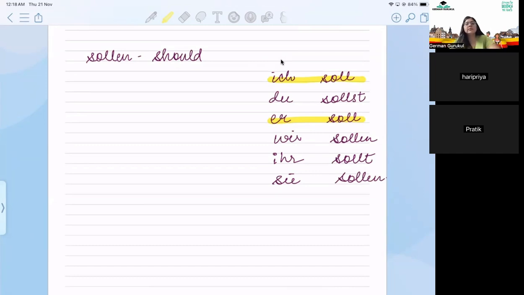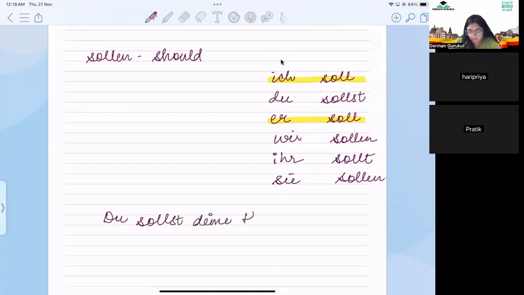Okay, so usually sollen is used for giving advice. So we will use it with the second person more, right? So for example, you should do your homework. How will this sentence be made? You should do your homework. Du, ich denke, du sollst deine Hausaufgabe machen. Ja, du sollst deine Hausaufgabe machen.